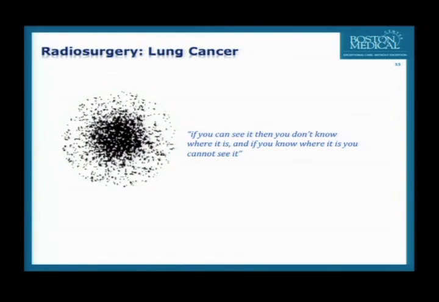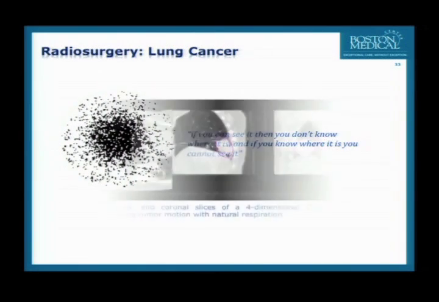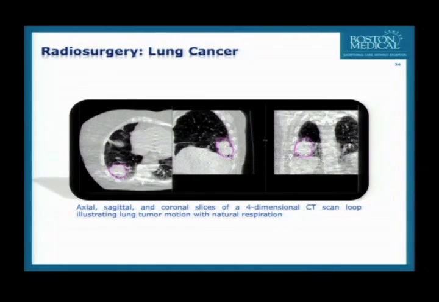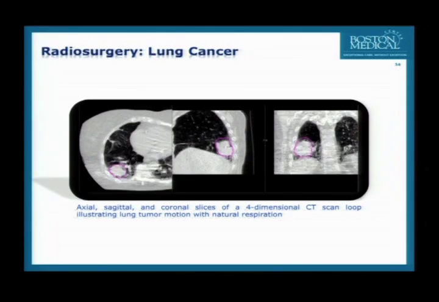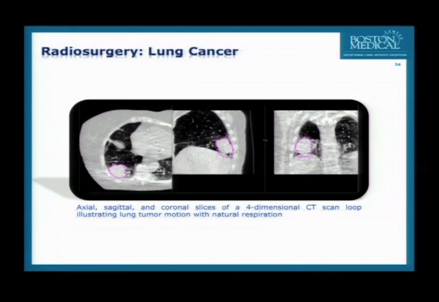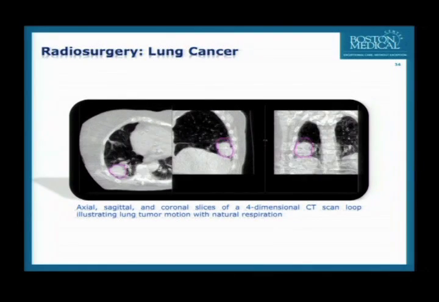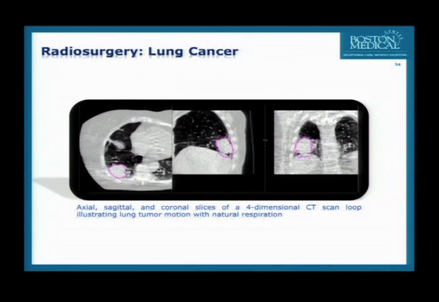All right, so this is, for those of you who are engineers and physics, the Heisenberg uncertainty principle. So this is sort of what it's like to treat small lung cancers. Lung cancers move. This is a patient's CAT scan that's taken during free breathing. You can see the tumor here is moving up and down. It's somewhere in that purple line all the time, but it's not always in the same spot inside that purple line. You can see it here moving up and down, and here it's kind of coming in and out. So what do we do?